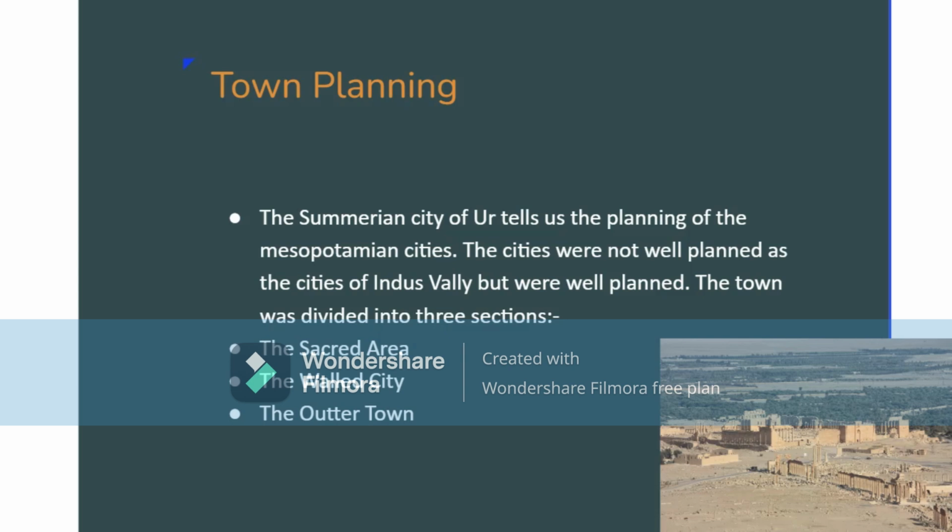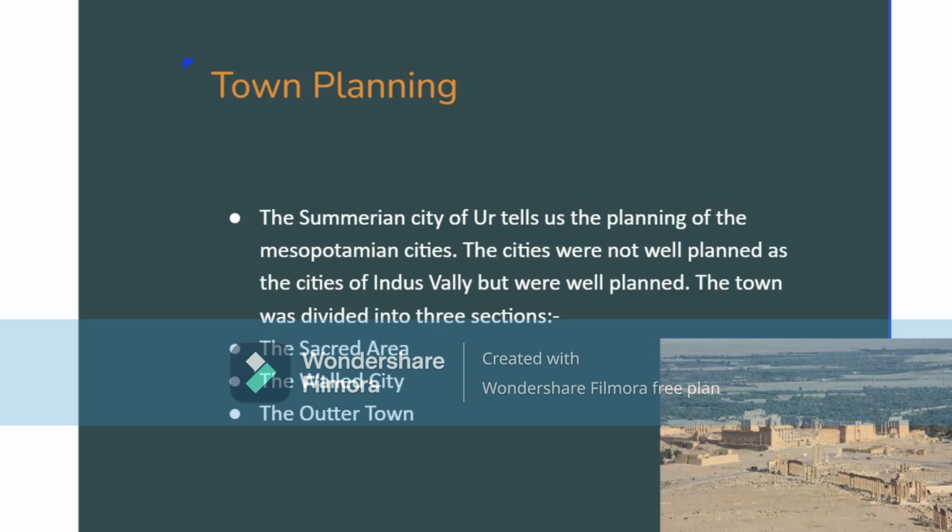The sacred area had the temple tower, or the ziggurat, dedicated to the patron god of the city. The main god of the city was the patron god. There were smaller temples dedicated to other gods in this area. This area also had the storehouses and the offices, like the offices of the people in the sacred area, and also the storehouses of grains and oats, etc.